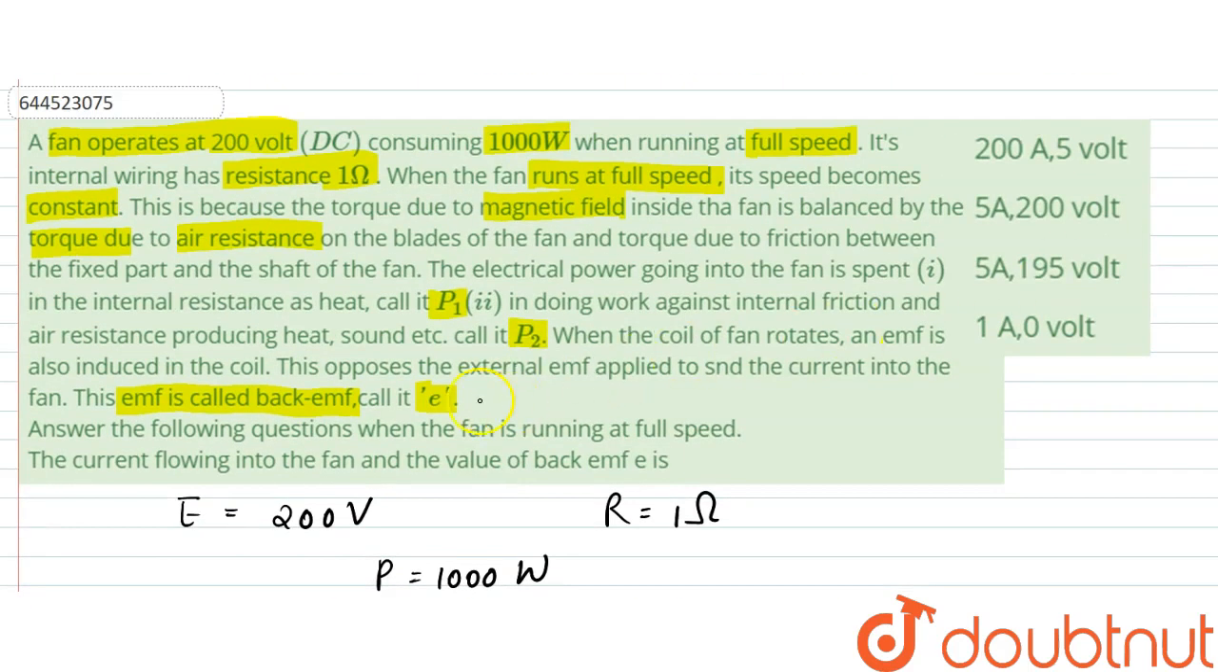So our answer would be 5 ampere and 195 volts. That is option C is the correct answer.